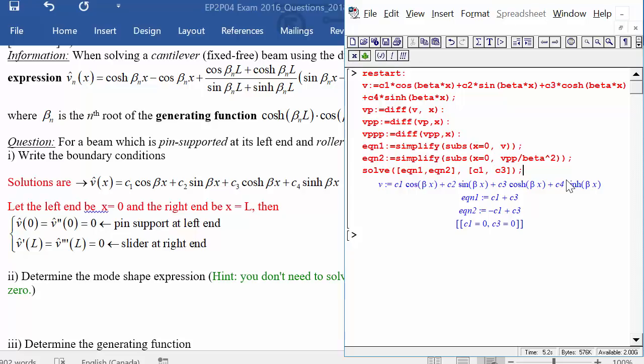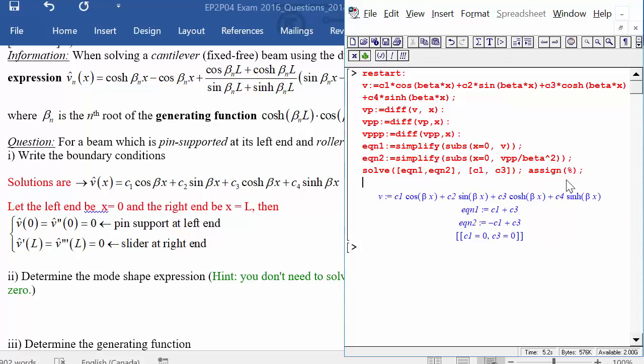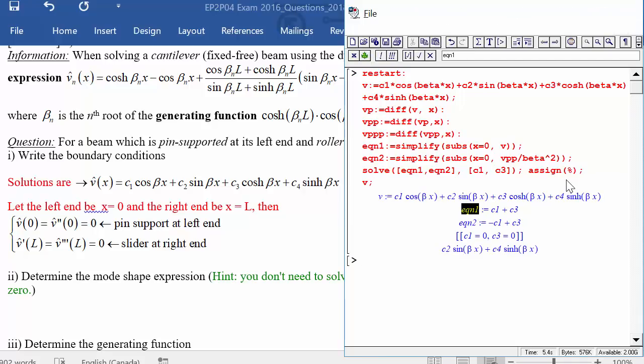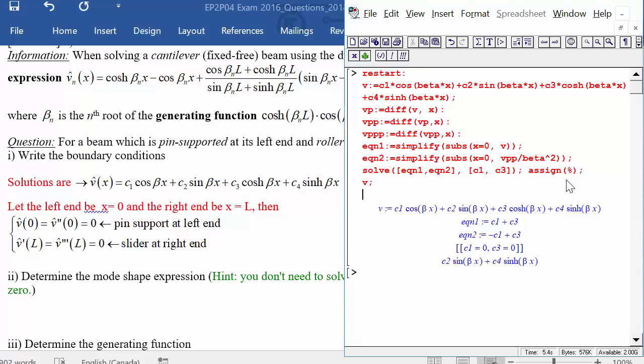Either way, we should be able to assign that. And then if we return to v, we've got that it only involves c2 and c4. So that's a handy recap. Now the next equation, equation 3: simplify by substituting x equals L into v prime. And we need this to be equal to 0.